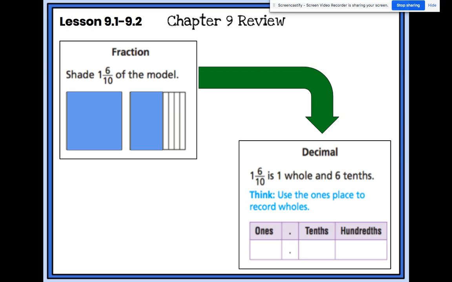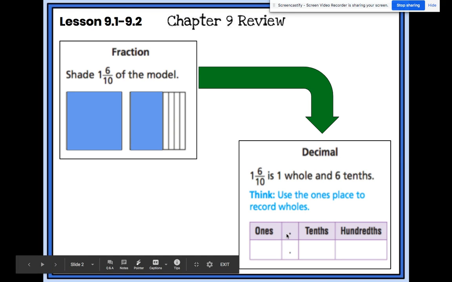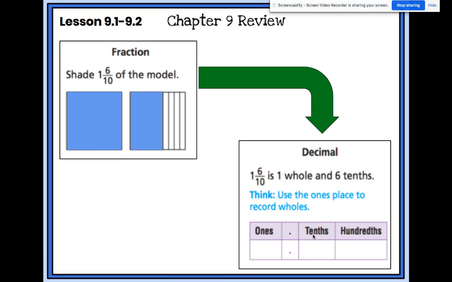To show that as a decimal, we're going to be using our place value chart down below. In our place value chart, we can see that ones is our wholes. So how many wholes do you have? You represent that in the ones place because a ones place is a whole number. Then to the right of your ones place, you have your decimal point, and then we start working with parts that are smaller than a whole in our tenths and our hundredths place value locations.